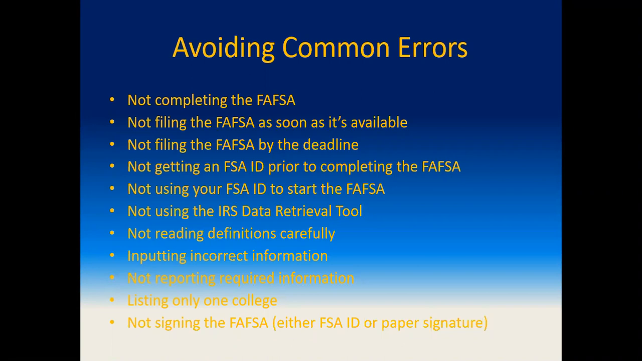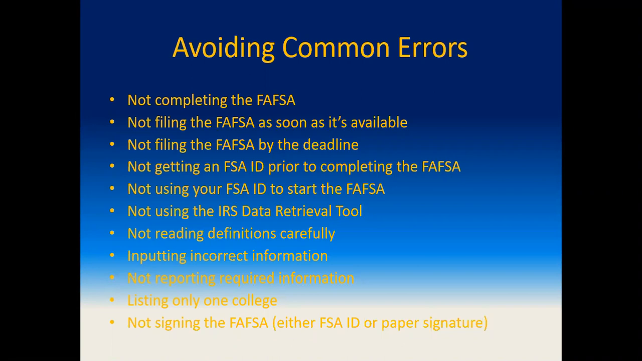Inputting the incorrect information happens quite a lot and we have to go back and fix it after the fact. But the number one issue as far as inputting incorrect information is putting the wrong social security number in the student section. Sometimes a parent may be helping out their son or daughter apply for FAFSA, and they put their own social security number in the spot where the student social security number belongs. That can cause problems. It's something we can fix, but it takes a little extra time. So just be extra careful when plugging in the information on the FAFSA.